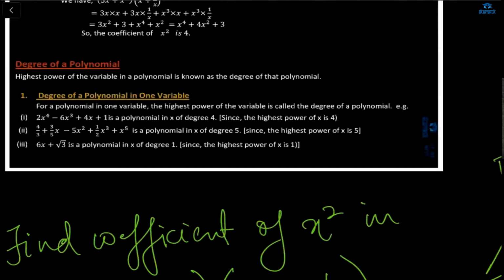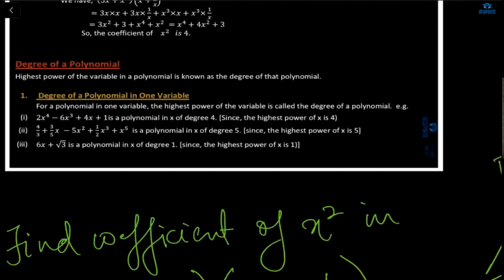Okay. Not question, it is an example. Second, 4 by 3 plus 3 by 5x minus 5x squared plus 1 by 2x cubed plus x to the power 5. What is the degree of the polynomial? Ma'am, 4. Degree of the polynomial, you check. In fact, x to the power 4 is not there only. Okay, you check. It is 4 by 3 plus 3 by 5x minus 5x squared plus 1 by 2x cubed plus x to the power 5.